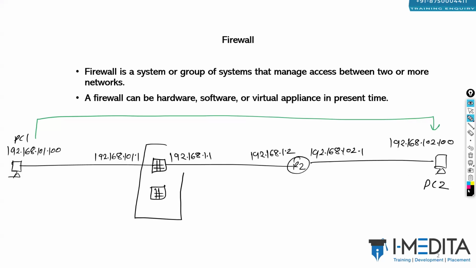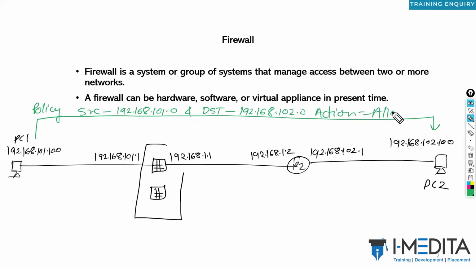At this firewall, we will define a policy. We will define a policy like this: if the source network is 192.168.101.0 and the destination network is 192.168.102.0, then the action should be allow. Such a kind of policy we will deploy at this firewall. Now, what is this firewall doing, or what is this firewall?